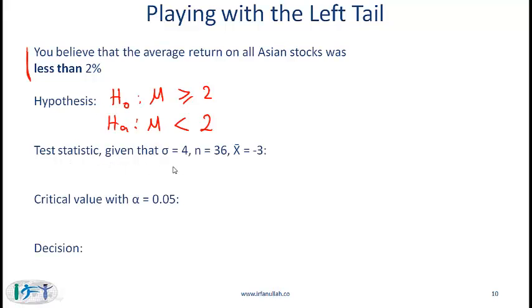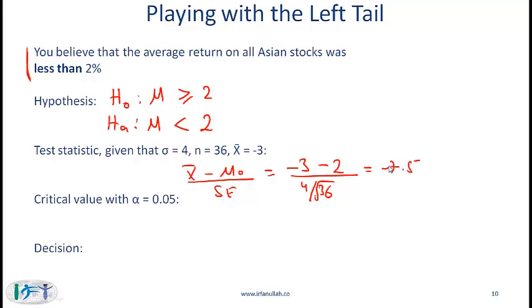The test statistic, given that sigma is 4, n is 36, and x bar is minus 3. Remember the formula because it is extremely important. The formula is x bar minus mu naught divided by the standard error. So that is equal to x bar, which is minus 3, minus mu naught, which is 2, divided by standard error, which is 4 over root 36. And when you do the maths, you should get minus 7.5.